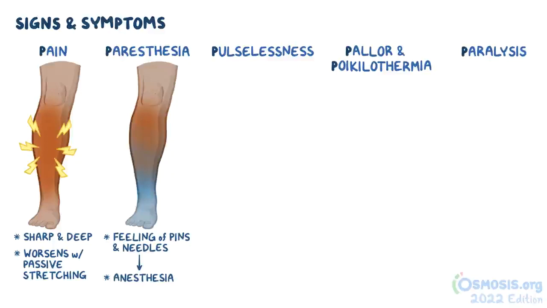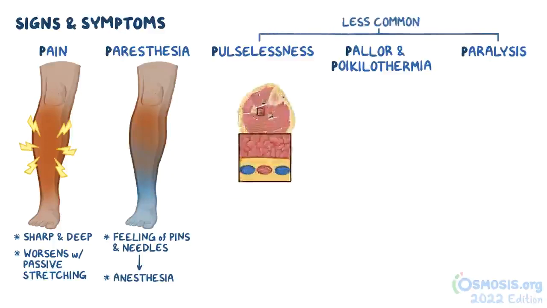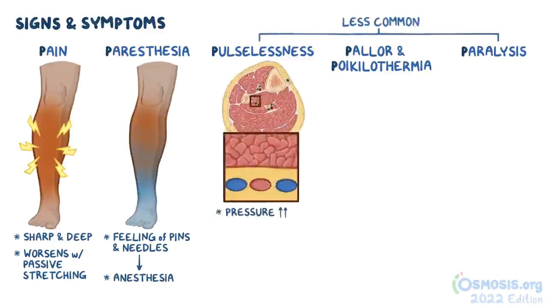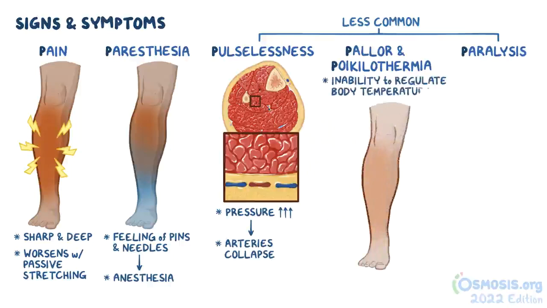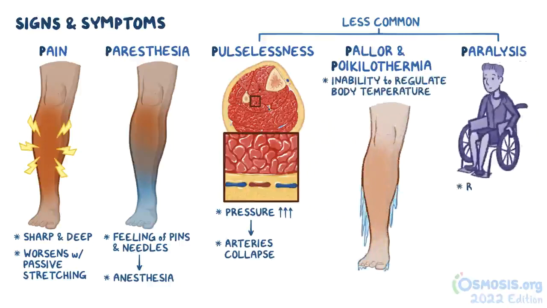The other 4 Ps are less common, as pulselessness appears only when the compartment pressure is so high that it makes the arteries collapse. Then a pallor of the skin can appear together with poikilothermia, which is the inability to regulate body temperature and usually presents as cold extremities. Paralysis is rare and suggests extensive damage to both the muscles and nerves.